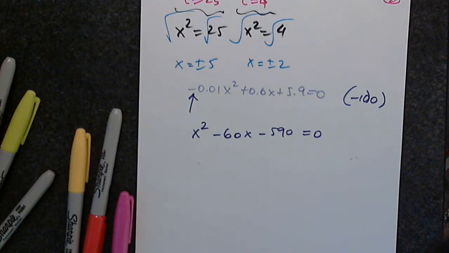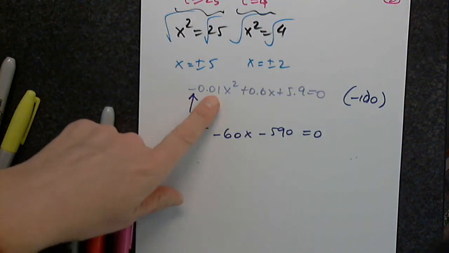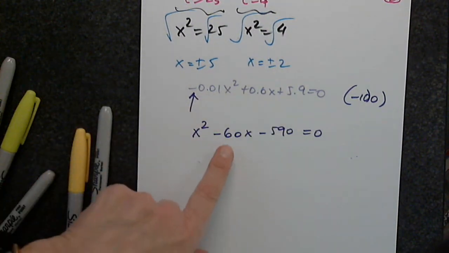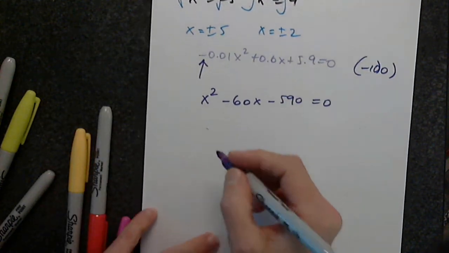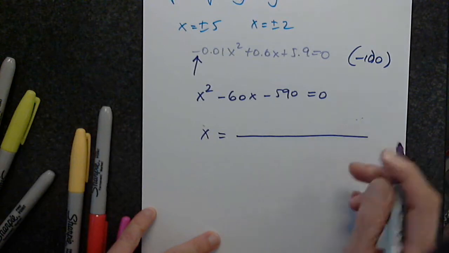So I multiplied both sides by -100 only because I don't want negative leading coefficients, and I'd rather not have decimal numbers. I multiply by 100 and I got 1. I multiply by 100 and I got 60. I multiply by 100 and I got 590. So now this is, in my opinion, more human.